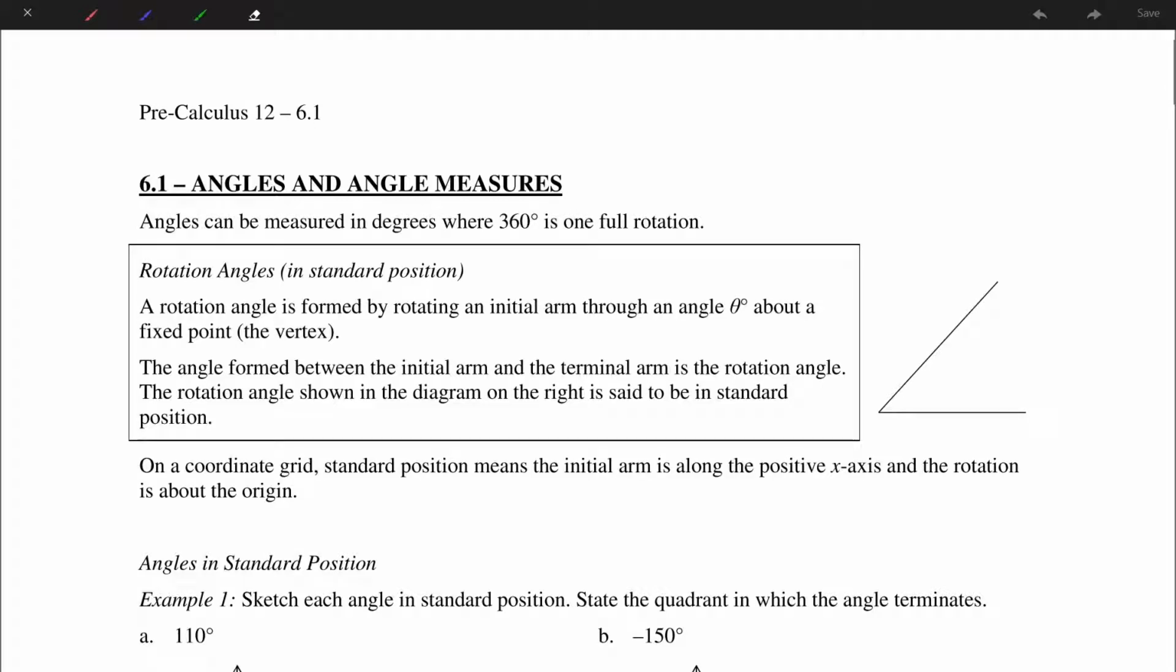Hello everyone. So today we're going to go over section 6.1, angles and angle measures. So a quick review. Angles can be measured in degrees, where 360 degrees is a full rotation.